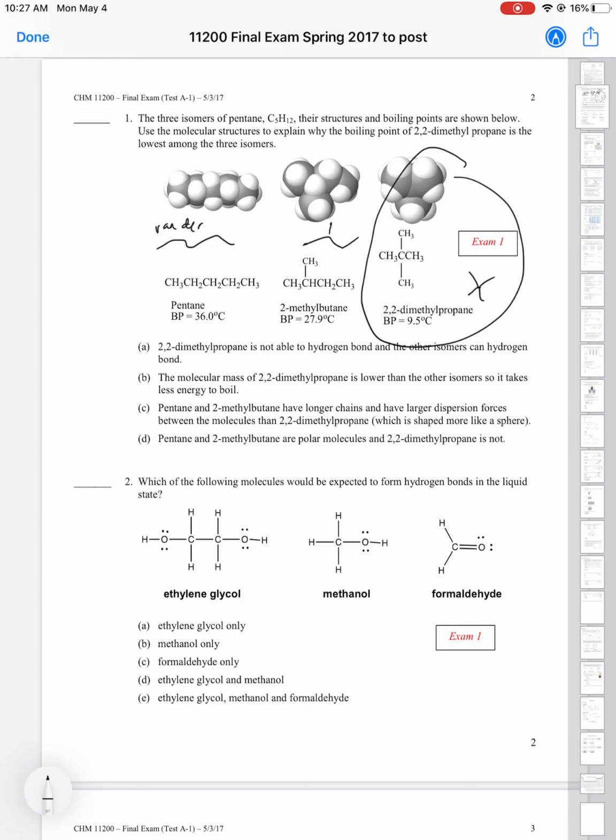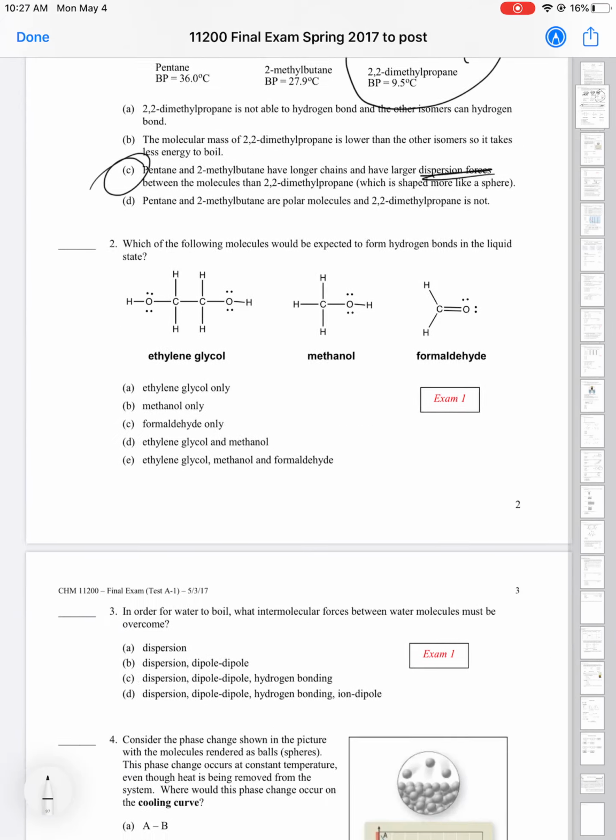So there are a lot of van der Waals forces, a lot of those dispersion forces, what we call them. And as the molecule gets more bunched up, there are fewer of those dispersion forces. So let's see what mentions dispersion forces. So there's dispersion forces in C. The pentane and 2-methylbutane have longer chains, which have larger dispersion forces. And so that's our answer.